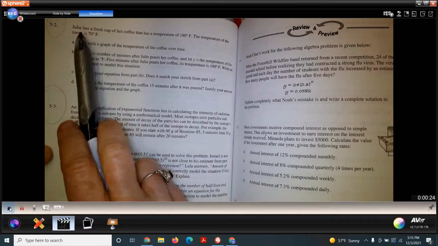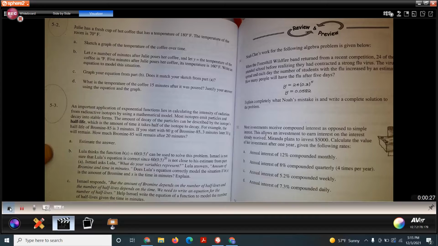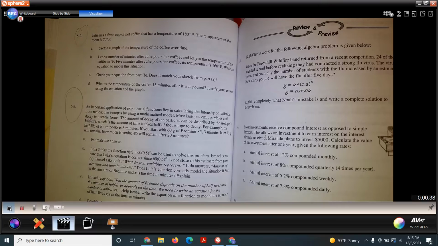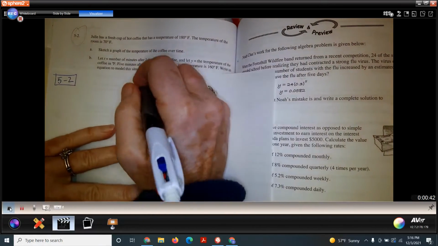So this one says Julie has a fresh cup of hot coffee that has a temperature of 180 degrees. The temperature of the room is 70. Sketch a graph of the temperature of the coffee over time. So I think I can do that.